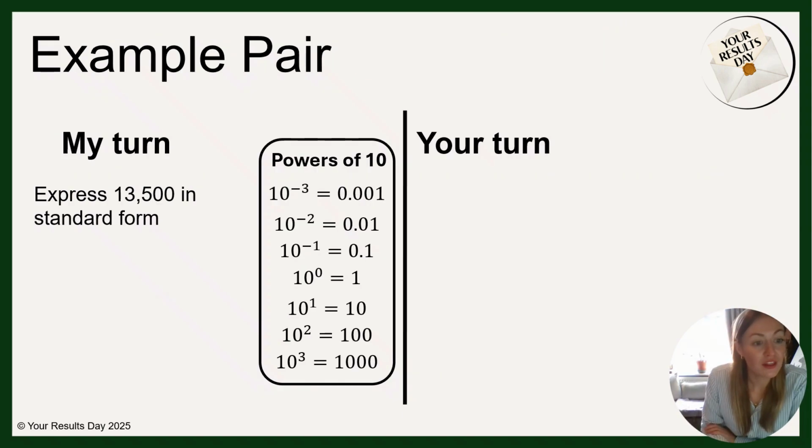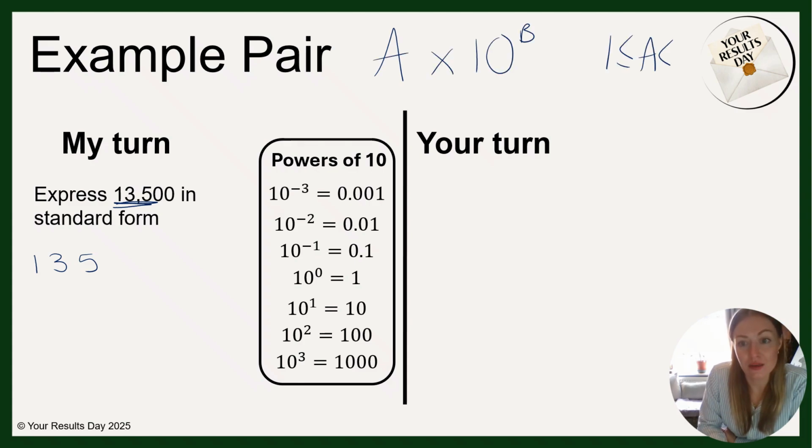We've got the number 13,500. And when converting this to standard form, the first thing I want you to do is look at the non-zero digits. So those are the digits that are not zero. We've got 1, 3, and 5. And just remember, we need to express that in this form where A is between 1 and 10, not inclusive of 10. So I'm going to need to put a decimal point between these digits to make that work.